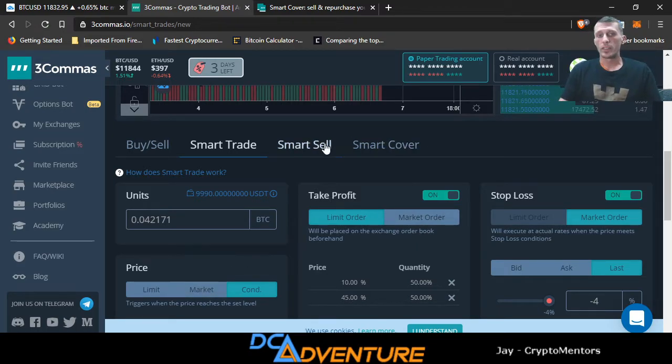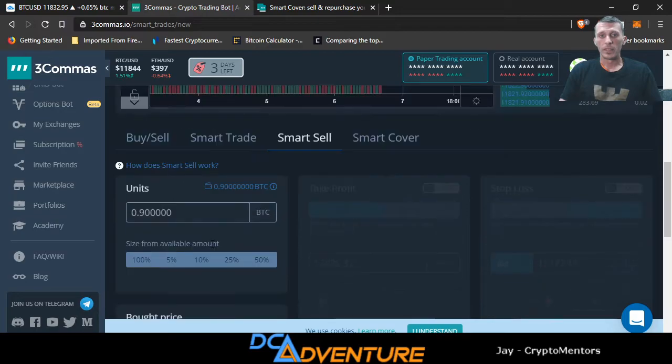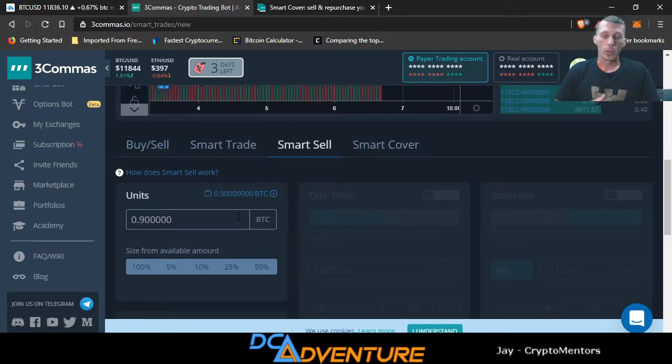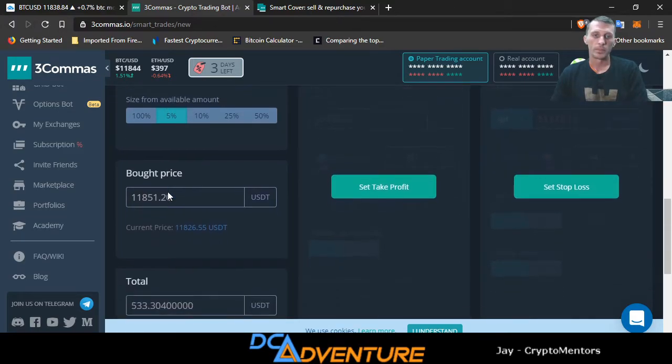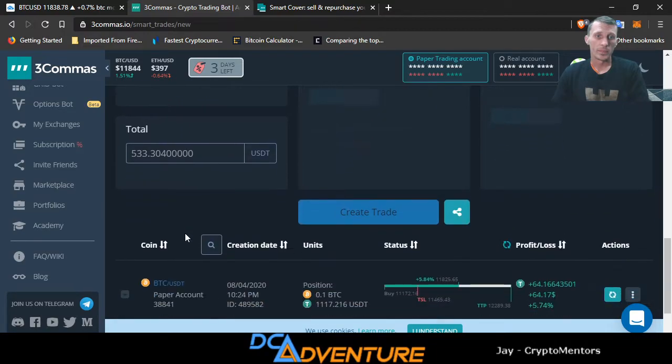But let's say you wanted to do a smart sell. This only works for coins that you already own. In this case, we have 0.9 Bitcoin. Size from available amount. This is your percentage right here. And if we only wanted to sell 5% out of the 0.9, we're looking at 0.045. We bought it at 11,851. Current price is 11,825. Total would be $533.